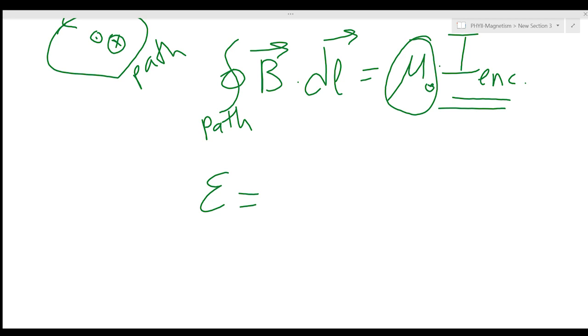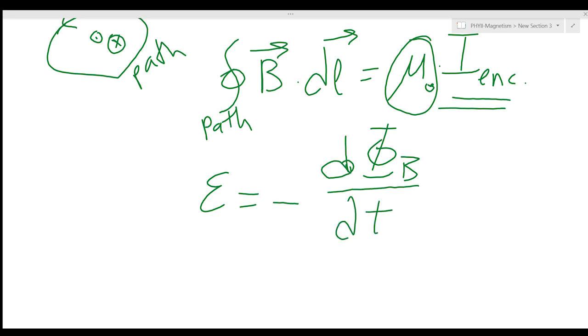The EMF can be produced by a changing magnetic field. So if I have a magnetic field and calculate its flux, as I defined it upstairs, and find the rate at which the magnetic field is changing, this gives me the magnitude of the EMF. Electromotive force would be generated.